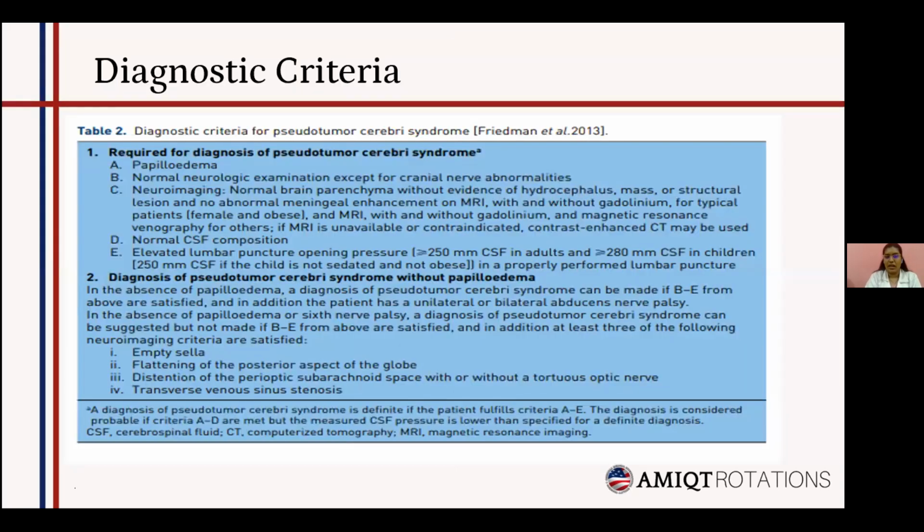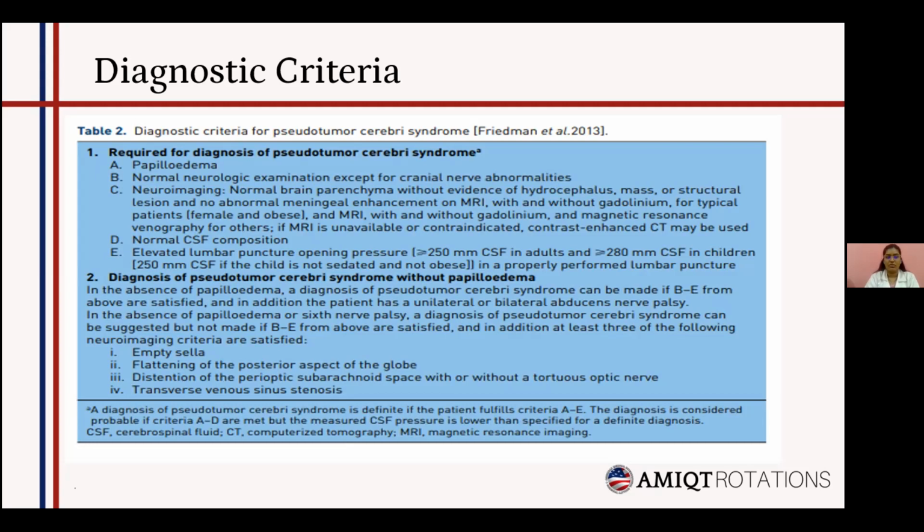So what is the diagnostic criteria for pseudotumor cerebri syndrome? The first foremost criterion we require is the presence of papilledema. The second one is a normal neurologic examination, except for a sixth cranial nerve abnormality or sixth cranial nerve palsy. And the third is a normal brain parenchyma on neuroimaging without any evidence of hydrocephalus, mass, or structural lesion, or abnormal meningeal enhancement on an MRI brain with or without contrast.